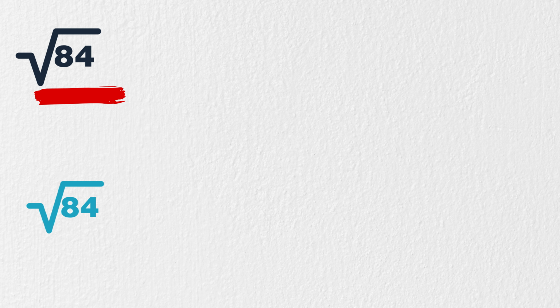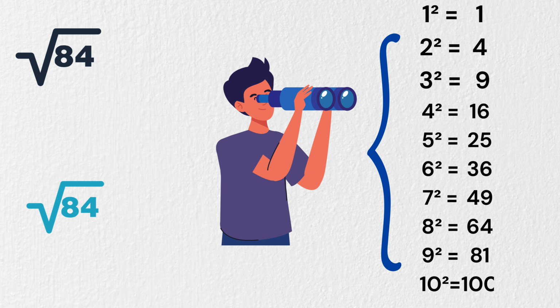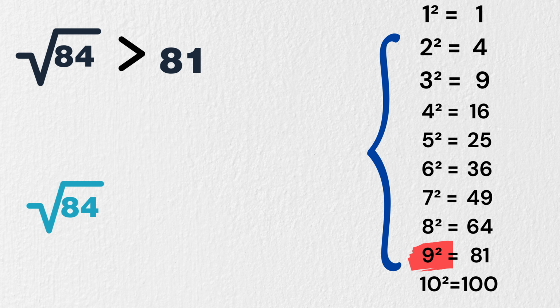Step 1. Write down somewhere all the squares between the numbers 1 to 10. Now our job is to find a perfect square number which is just less than 84. We can see it is 81, whose square root is the number 9. We can write it here. So we are aware that our answer is 9 plus some fraction.